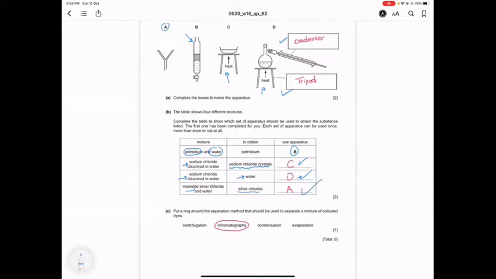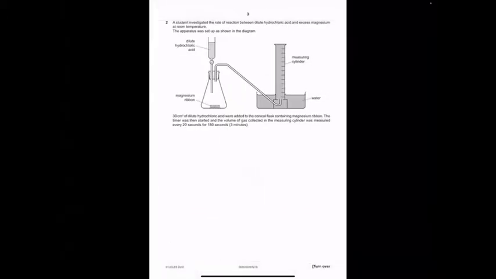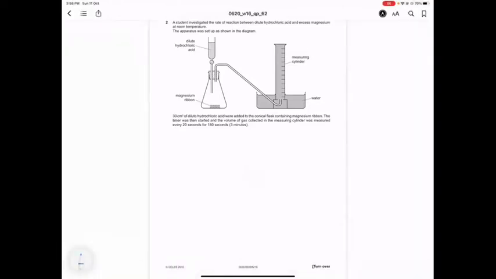Put a ring around the separation method that should be used to separate a mixture of colored dyes. Colored dyes are to be separated by chromatography because they have different solubilities. Okay. Second question, take care with the second question. It is investigating the rate of reaction between dilute hydrochloric acid and excess magnesium. Since he said that magnesium was in excess, this means that the hydrochloric acid was the limiting reagent. The reaction finishes not when everything finishes, only when the acid finishes.